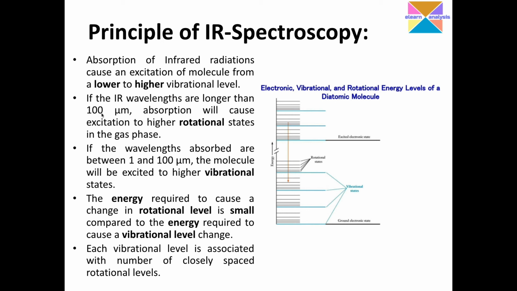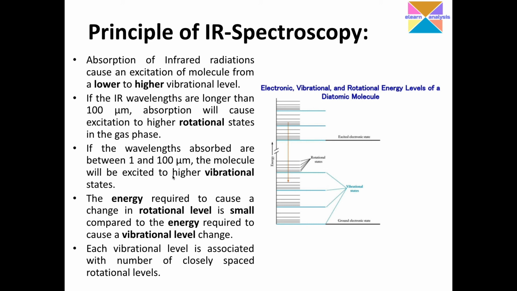I mean to say, 1000 micrometer is the very least energy, and it falls in the category of the far infrared region, and that far infrared radiation can only afford rotational changes because it has very little energy compared to the mid IR or near IR region. If the wavelength absorbed is between 1 to 100 micrometer, the molecule will be excited to higher vibrational states. We rather say this as 2.5 to 25 micrometer, as I mentioned, which is the vibrational portion.